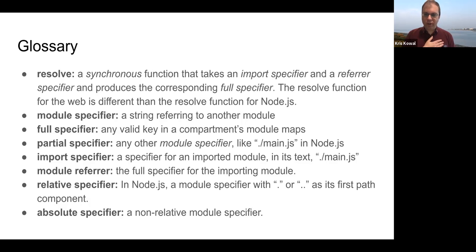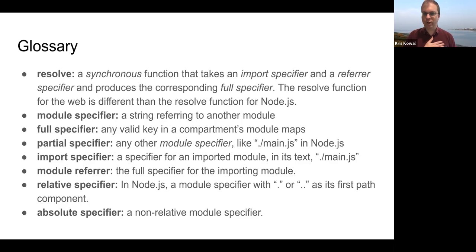The module referrer is the full specifier of the module surrounding an import statement. To be clear, a module's text does not imply any particular full specifier for that text. It must be interpreted in the context of its referrer and in the context of the resolve function of the compartment it's in. There are some details I won't go into on that, but it affects how XS interprets modules. A relative specifier and an absolute specifier are different things, and I'll explain how they are orthogonal on the next slide.